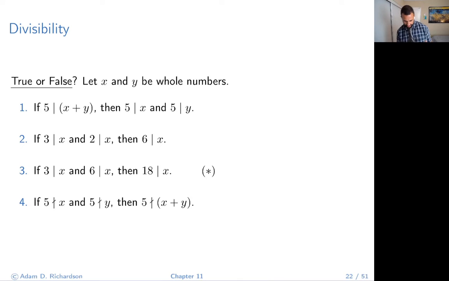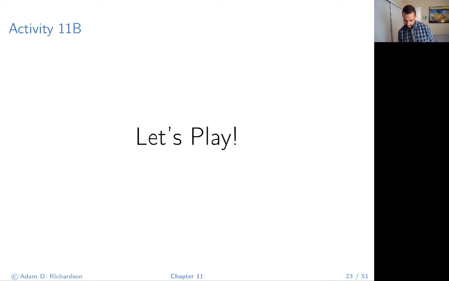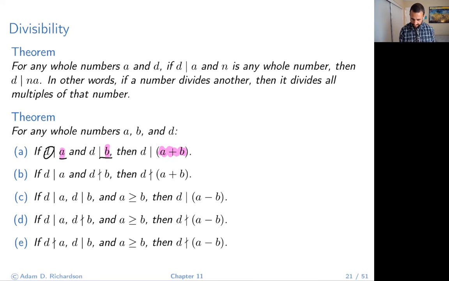Actually, let me check something. Yeah, okay. Wait 1 second. Oh yeah, okay, almost done. I'm just like, man, this is going on a little bit longer than I expected.